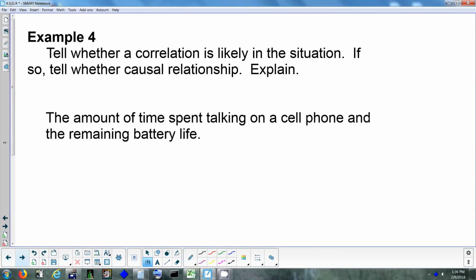Yeah, I say yes. Okay, first thing, it says the amount of time spent talking on a cell phone and the amount of remaining battery life. Not necessarily, because when I use my cell phone, I can click the power button. Yes, but it is likely. All cell phones might not have that. Do you think there's a connection between time spent talking and the amount of battery life left? Yes, I would say there's probably a trend there.